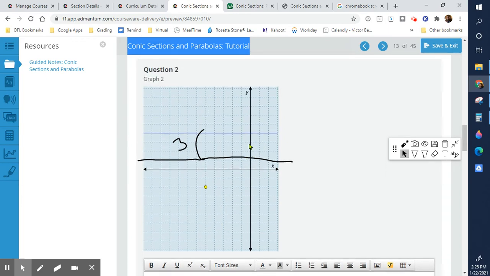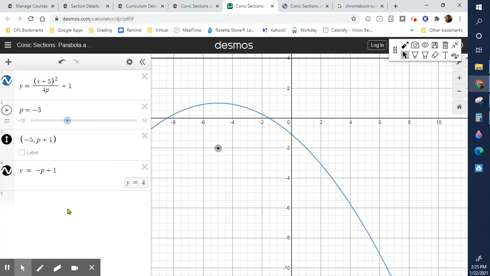So 1, 2, 3, 4. Yep. So we did this. I'm not sure what I did wrong on the last one, but here we go. So let's get this snip done.